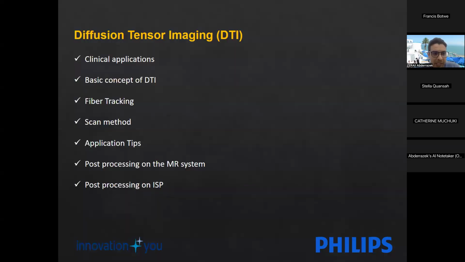For the basic concepts of diffusion tensor imaging. Also, I will talk a bit about the fiber tracking, the scan method that's used inside the scanner, and how to modify and how to use the parameters inside this application. I will give you some tips for this application and the post-processing inside the MR system. Also for ViewForum, which is the tool that Philips uses for post-processing.